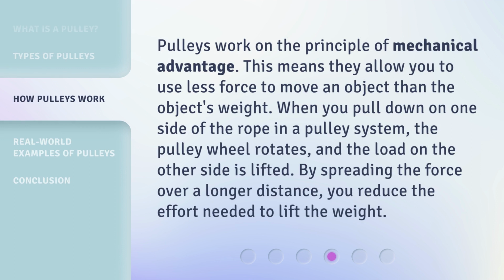Pulleys work on the principle of mechanical advantage. This means they allow you to use less force to move an object than the object's weight. When you pull down on one side of the rope in a pulley system, the pulley wheel rotates, and the load on the other side is lifted. By spreading the force over a longer distance, you reduce the effort needed to lift the weight.